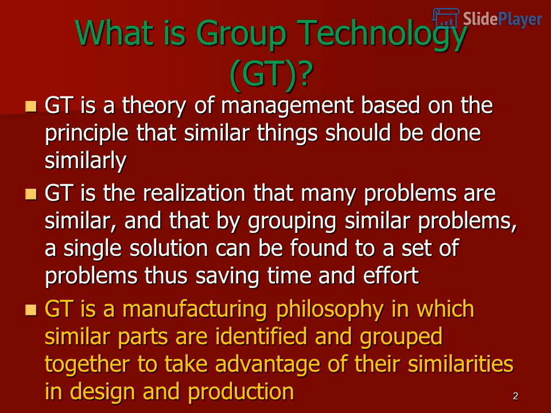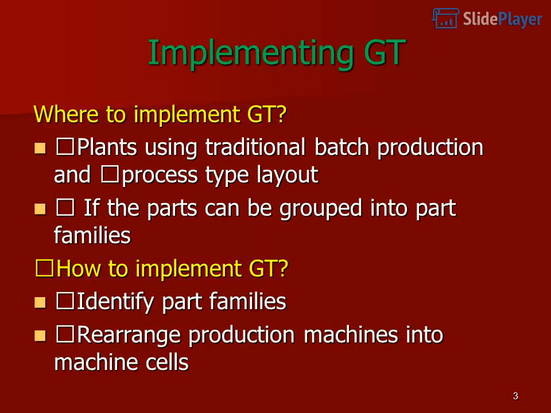GT is a theory of management based on the principle that similar things should be done similarly. GT is the realization that many problems are similar, and that by grouping similar problems, a single solution can be found to a set of problems, thus saving time and effort. GT is a manufacturing philosophy in which similar parts are identified and grouped together to take advantage of their similarities in design and production.